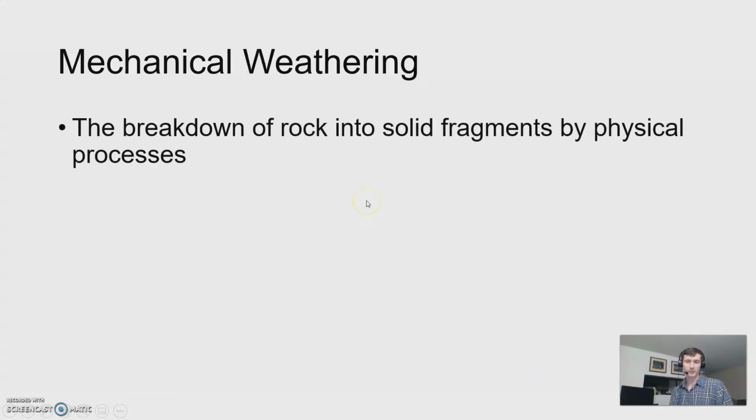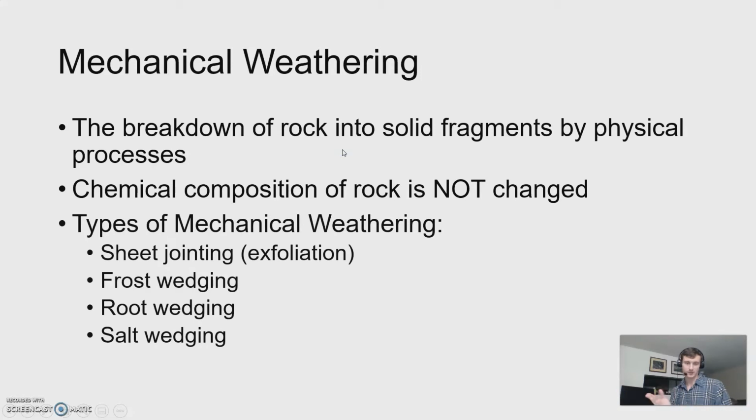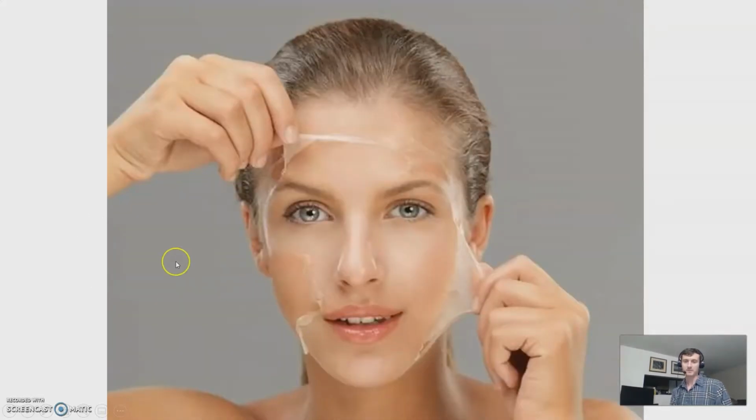There are many different types of weathering. We're going to talk about two, really. First of all, mechanical weathering. So this is the breakdown of rock into solid fragments by physical processes. So even just physically, imagine hitting a rock with a hammer, that is mechanical weathering. We are not changing the chemical composition of the rock. We're going to talk about four types of this. We have exfoliation or sheet jointing, frost wedging, root wedging, and salt wedging.